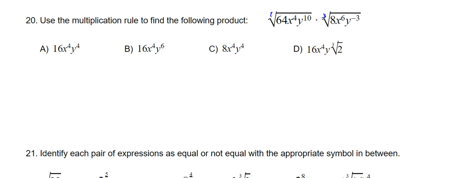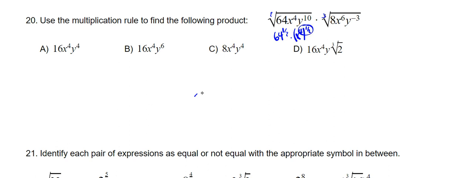But if you didn't, what you would do is 64 to the 1/2 times x to the 4th to the 1/2, and you can see how when we combine those, 4 times 1/2 is just 2. So you could do that. Well, here's what I'm going to do.